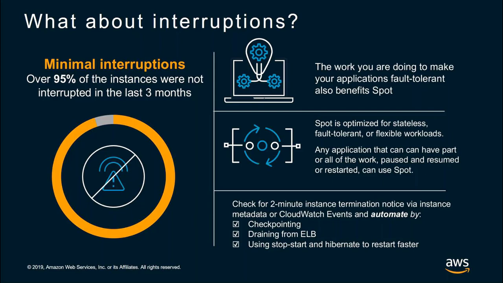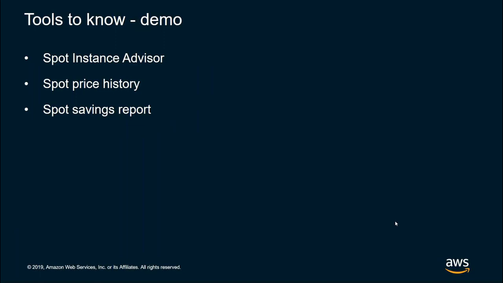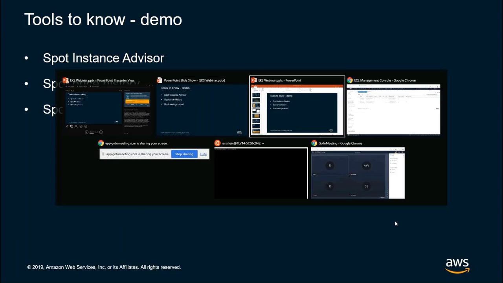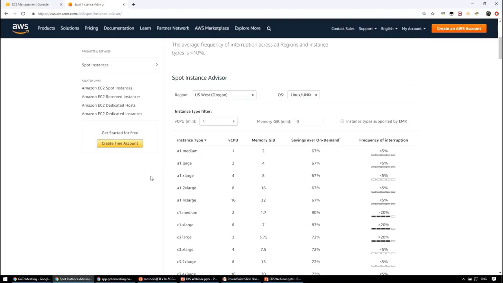Before we dive deeper into how to run Spot instances as Kubernetes worker nodes, I want to show you a few tools that are relevant as you learn more about Spot instances. The first tool I want to show you is the Spot Instance Advisor. The Spot Instance Advisor shows you the interruption rate for the trailing 30 days.